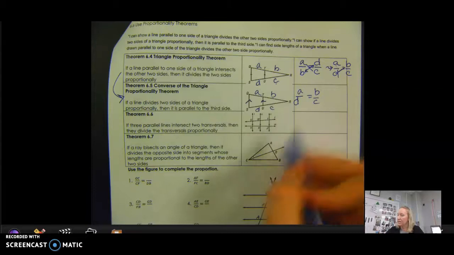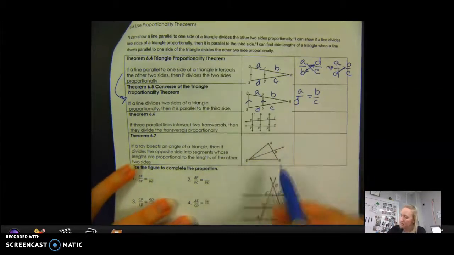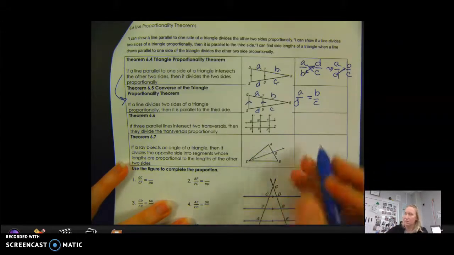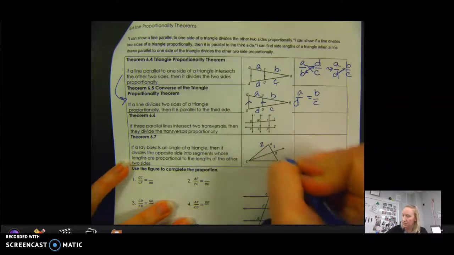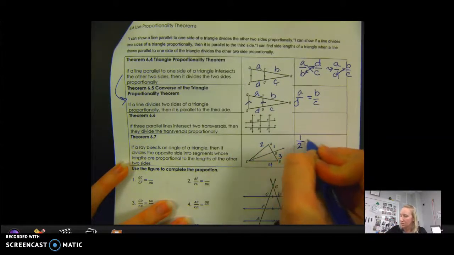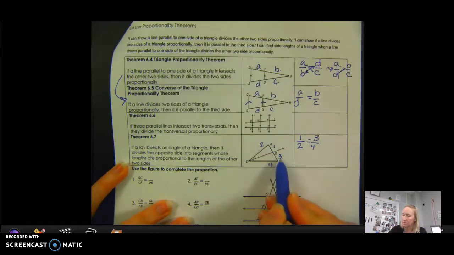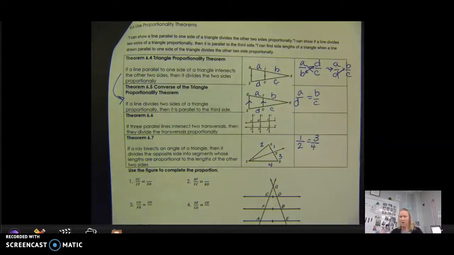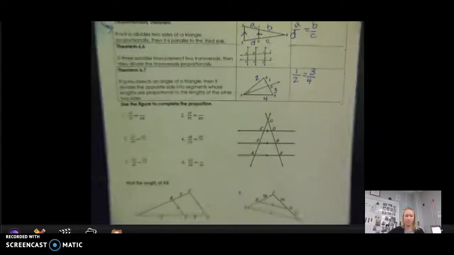The last one is if a ray bisects an angle. So this ray CD is bisecting this big angle C into 2 equal parts. That means that it's splitting into segments that are proportional. So I'm going to label these sections 1, 2, 3, and 4. What that means is that 1 over 2 would be equal to 3 over 4. This piece over this piece would equal this piece over this piece. Another way to write that would be 1 over 3 equals 2 over 4, and there's multiple other ways to write that. All right, we will try some of these.